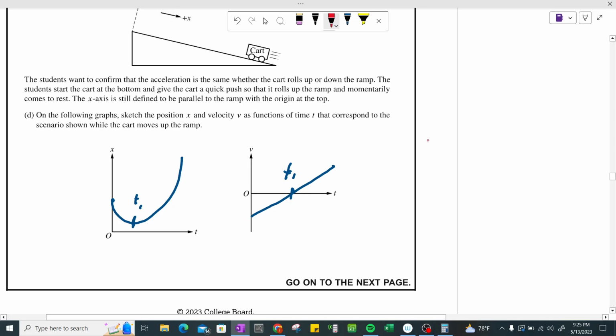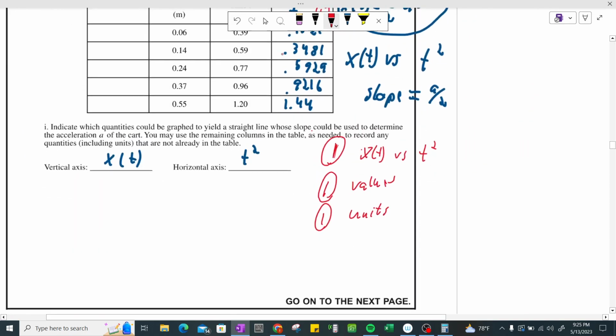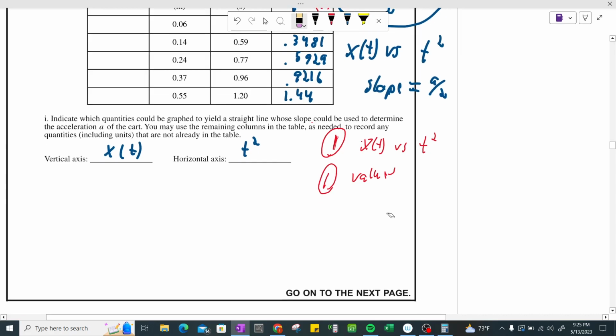And this will probably end up being 2 points, which gets us 14. So we're actually going to go back and modify and get rid of this one. I don't think that's going to apply. So we got x of t and t squared. And actually, I don't even know if they're going to include this.